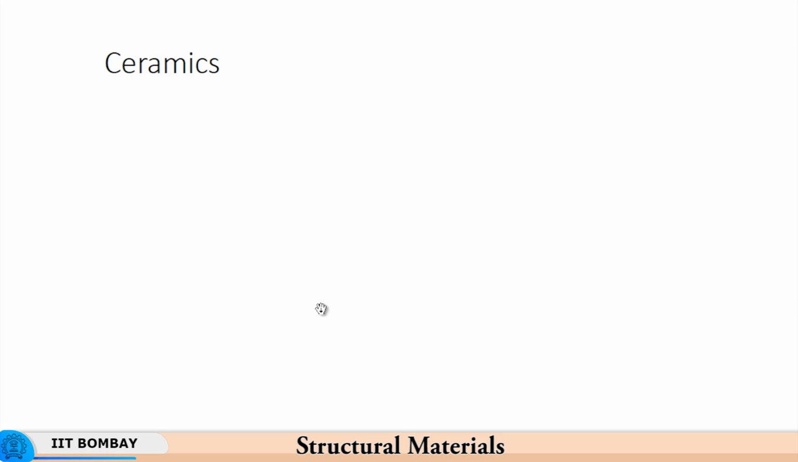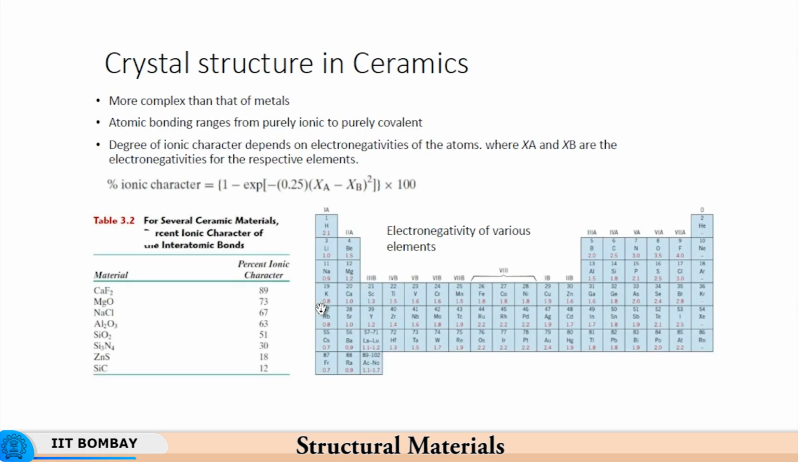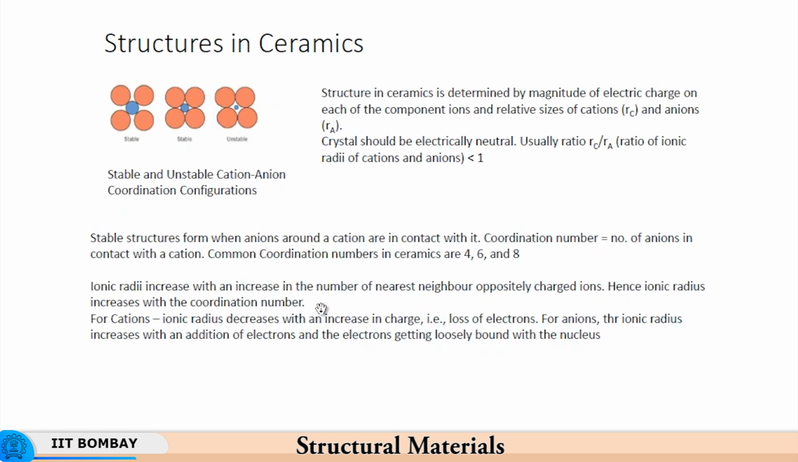So this was about metals. We come to ceramics, which are again ionically bonded. So electronegativity is what we talked about here. And in the case of ceramics, the cation and anion are linked with each other using inter-ionic forces. So the stable and unstable arrangements depend on the relative radii of the cation and anion.